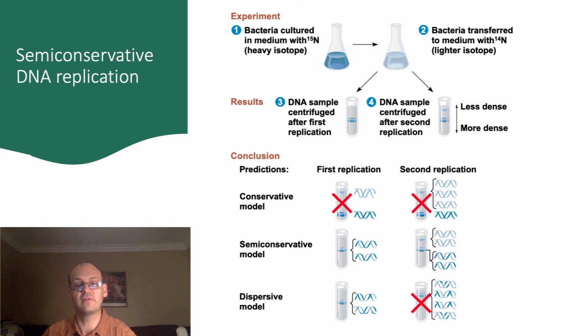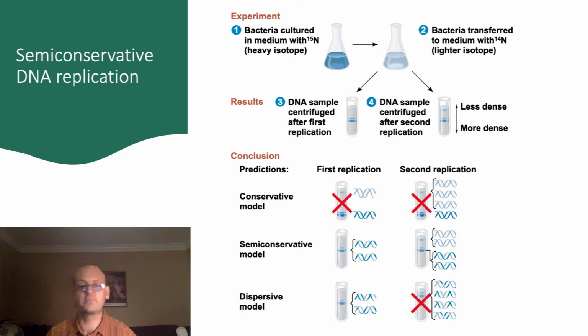After the second round of replication, half of the molecules should be composed of only light nitrogen, and the other half of the molecules should be composed of half light and half heavy nitrogen. In the dispersive model, the first round of replication would result in molecules that are half heavy and half light. The second round of replication, however, should result in molecules that are about 1/4 heavy and 3/4 light.